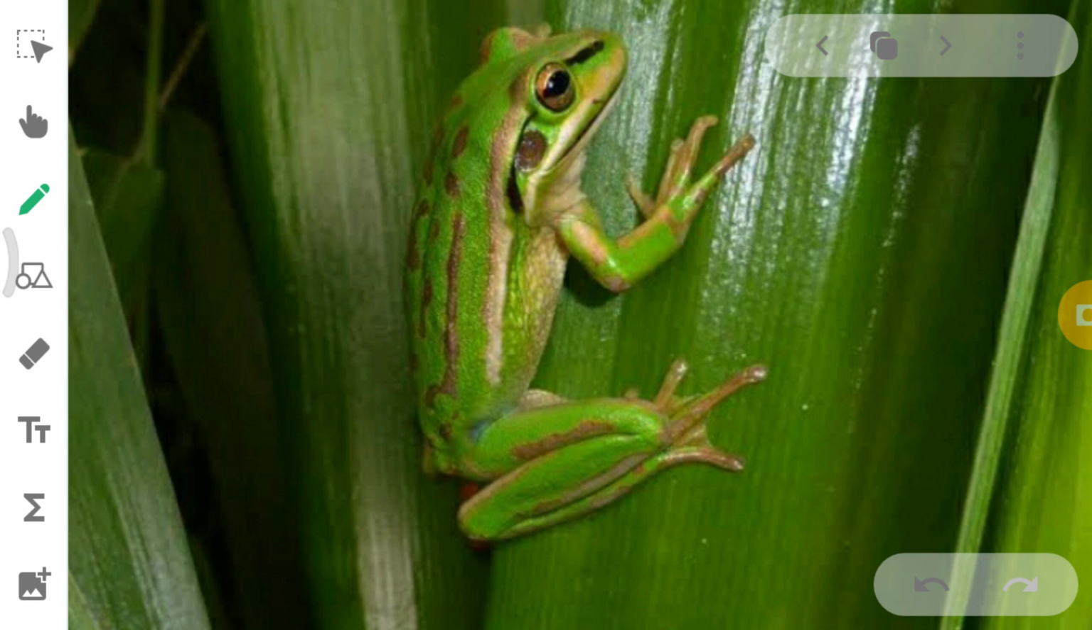Now, frogs. Okay, frogs usually live in water. Frogs can stay both inside the water as well as move on land. They have strong back legs that help in leaping and catching the prey. So these are the back legs of this frog. They have webbed feet which help them swim in water.